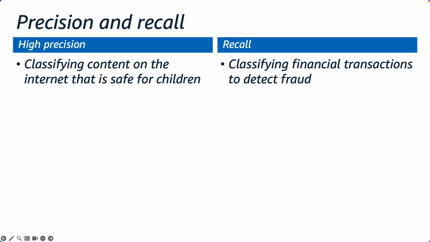And let's jump back to my scuba diving. When I was teaching elementary students to snorkel, I needed to make sure that the content I used to teach them was safe for their age ranges. And this is the same for content on the internet. So a real-world example of when you would use high precision is classifying content on the internet as safe for children.